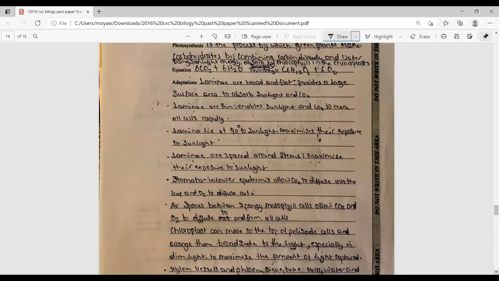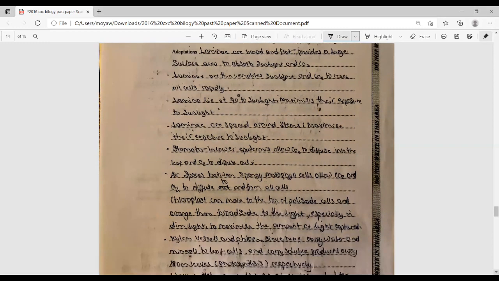Stomata in the lower epidermis allow carbon dioxide to diffuse into the leaf and oxygen to diffuse out. Air spaces between the spongy mesophyll cells allow carbon dioxide and oxygen to diffuse to and from cells. The chloroplasts can move to the top of the palisade cells and arrange themselves broadside to the light, especially in dim light, to maximize the amount of light captured.